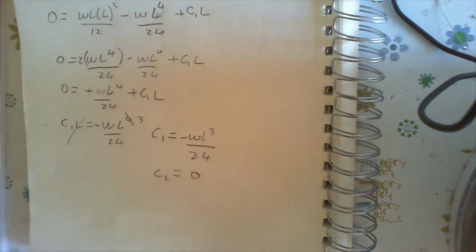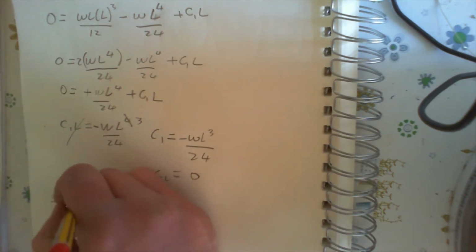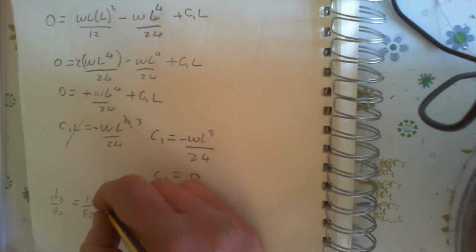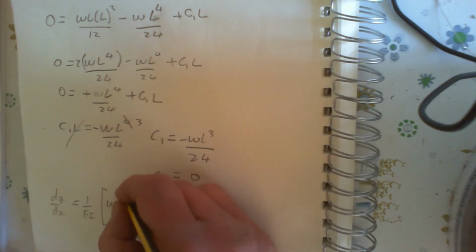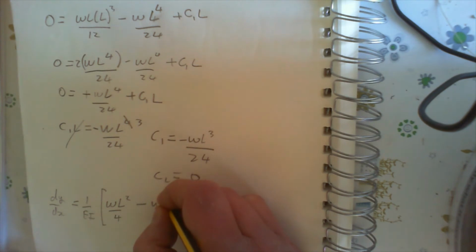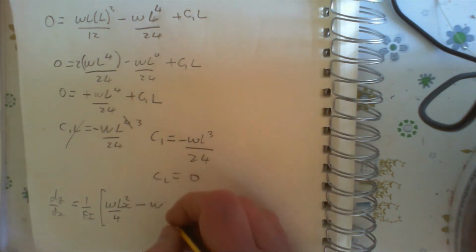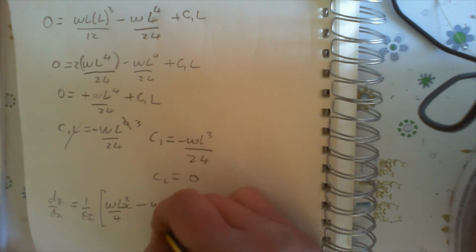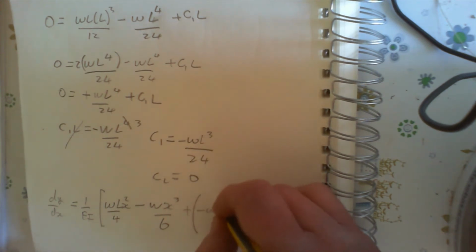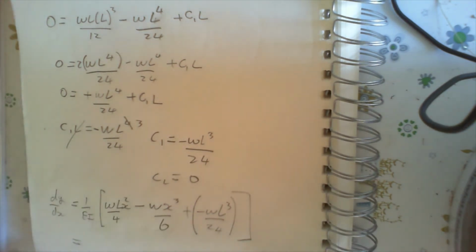And what was that, equation 1 again? So it was the slope equal to 1 over EI times load length squared over 4 minus load, oh sorry, that's wrong, that was x squared, sorry, minus the load times x cubed over 6, well plus, it's going to be plus this here minus load times length cubed over that. And that is our equation for slope.